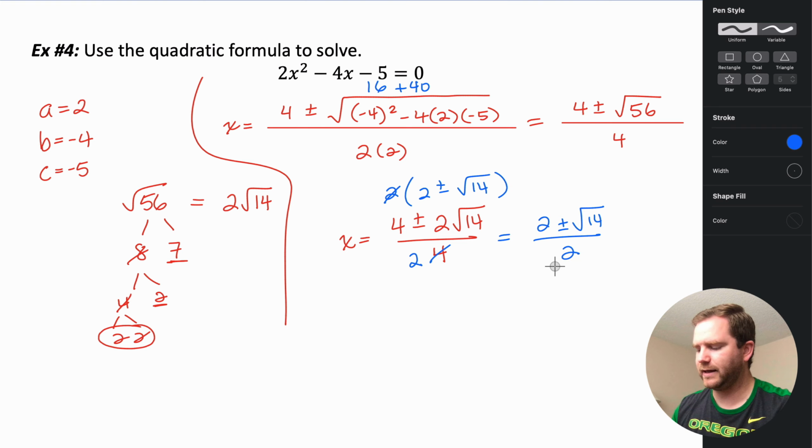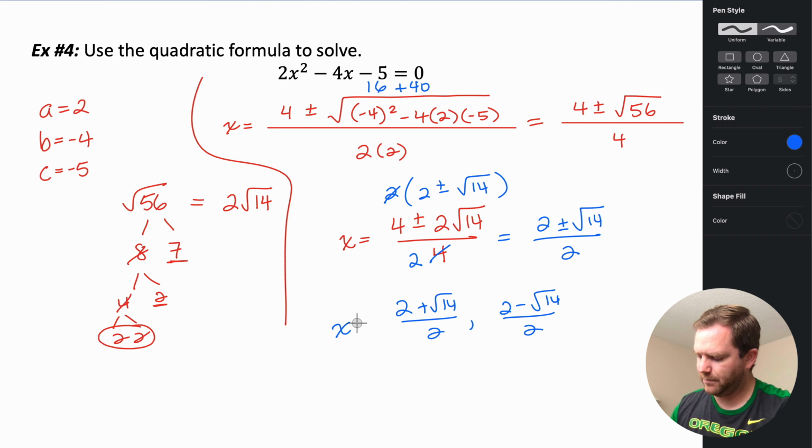And this is an acceptable way to write your answer. If you wanted to write it as 2 plus the square root of 14 divided by 2 and 2 minus the square root of 14 divided by 2, you can, but there's no need. But you do need to recognize that this is two distinct values, one with the positive sign and one with the negative value there. Okay, so that's how you use the quadratic formula.